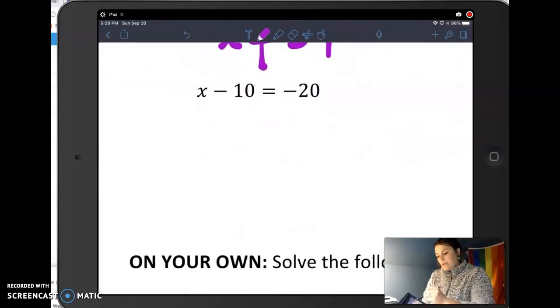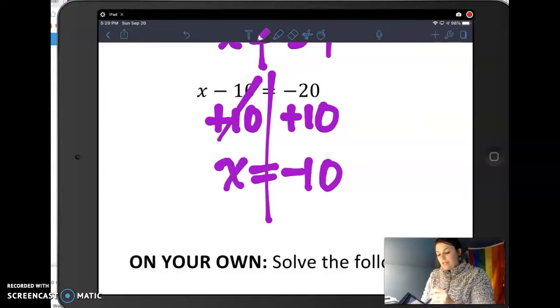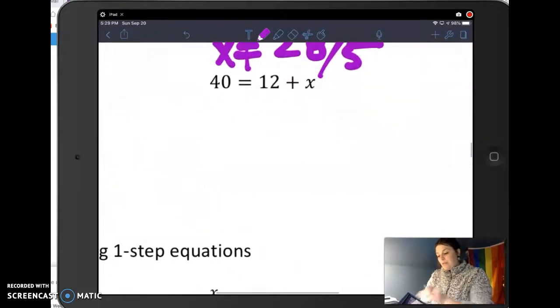Do another one here. X minus 10. So the opposite of negative 10 is positive 10. And so that cancels, right? It becomes 0. X is now alone, and we just add top to bottom. So negative 20 plus 10 is negative 10. Wow, we're really getting through these.